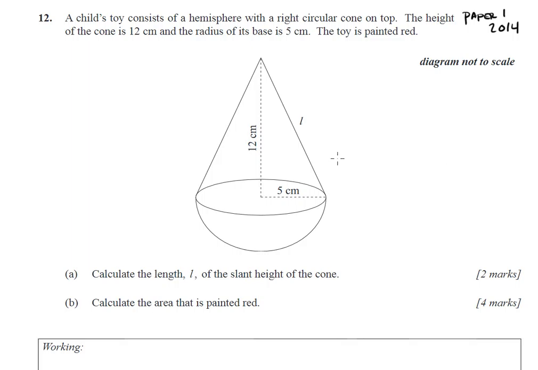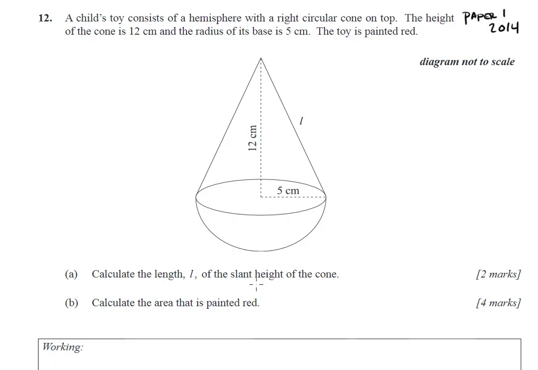Alright, so here's number 12 from paper 1 from 2014. We've got a child's toy, which consists of a hemisphere, this part down here, with a right circular cone on top. That's this piece. The height of the cone is 12 centimeters, the radius of the base is 5 centimeters, and the toy is painted red. It asks us to calculate the area that's painted red.